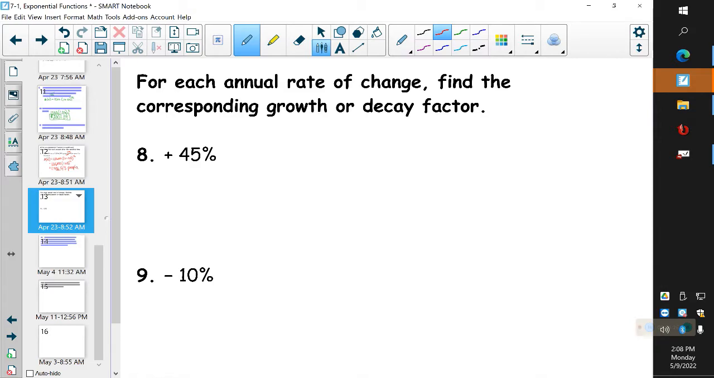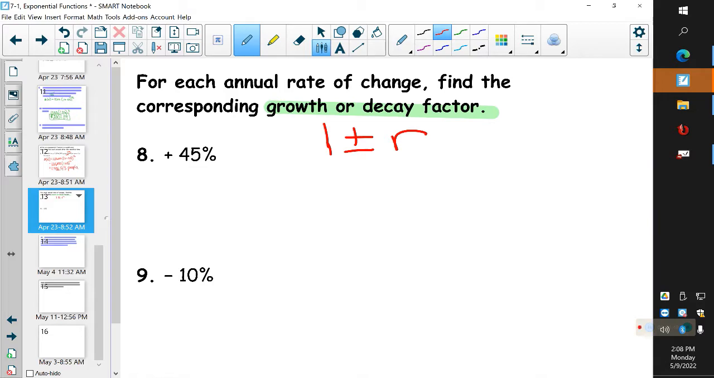Okay, number 8. The directions on number 8 say, for each annual rate of change, find the corresponding growth or decay factor. I need your brain to understand that that right there actually means 1 plus or minus r. Do we understand that?